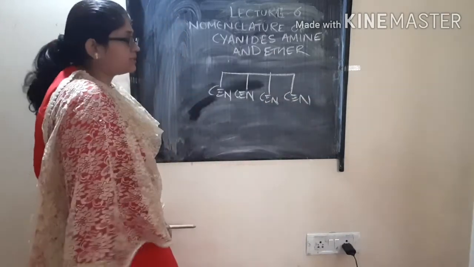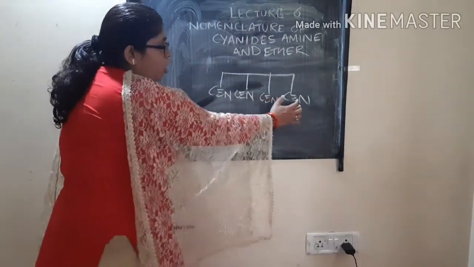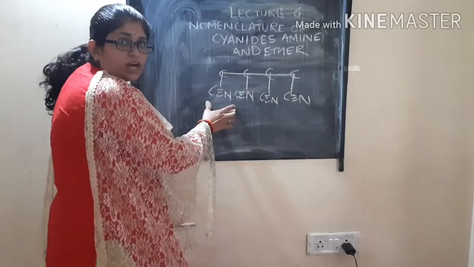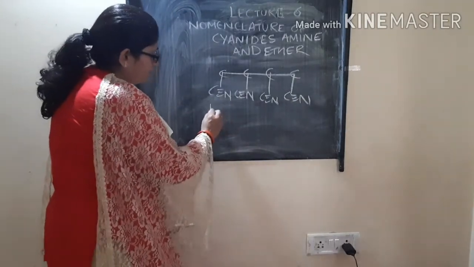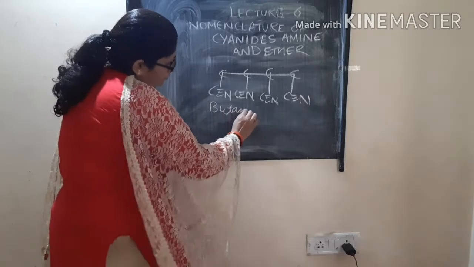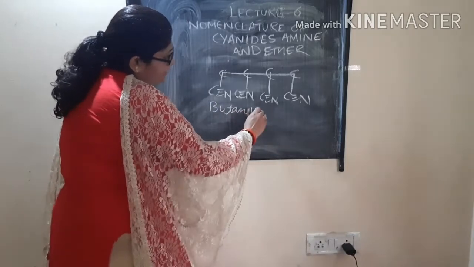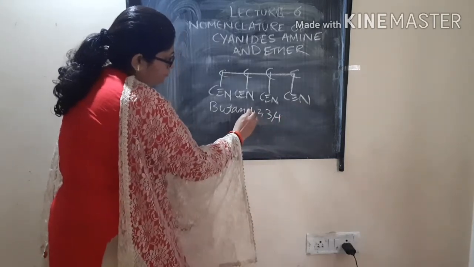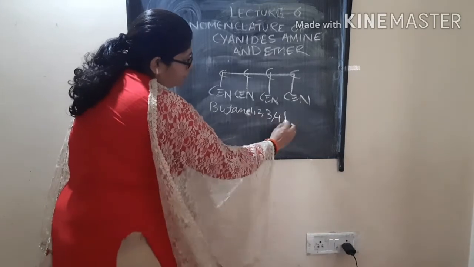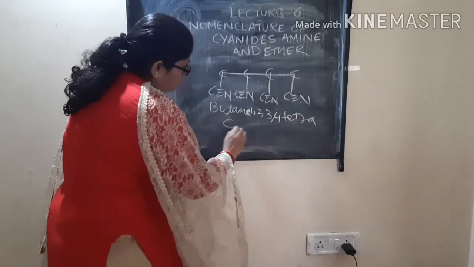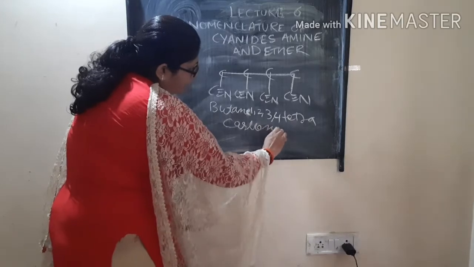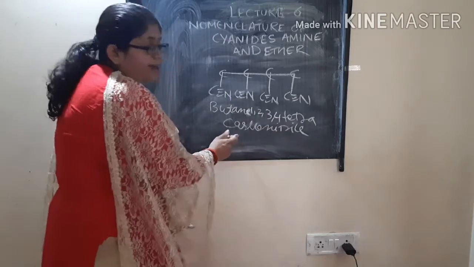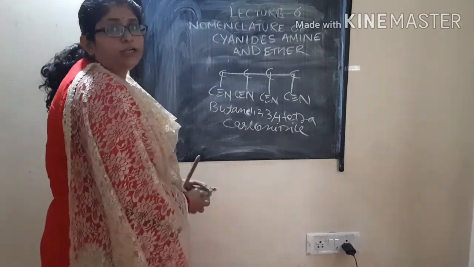Now how to name this? You can clearly see that all the four carbons are symmetrical. So you will name it as butane 1, 2, 3, 4 tetracarbonitrile. Butane 1, 2, 3, 4 tetracarbonitrile. I hope this point is clear to you.